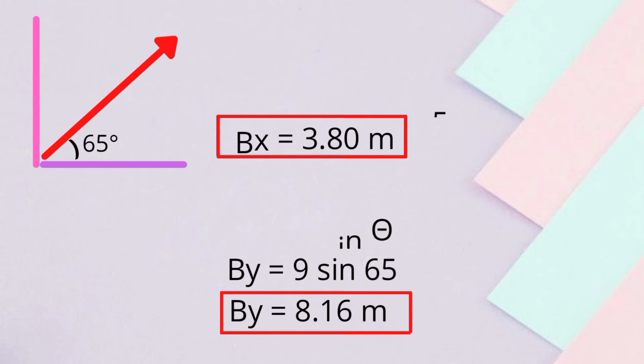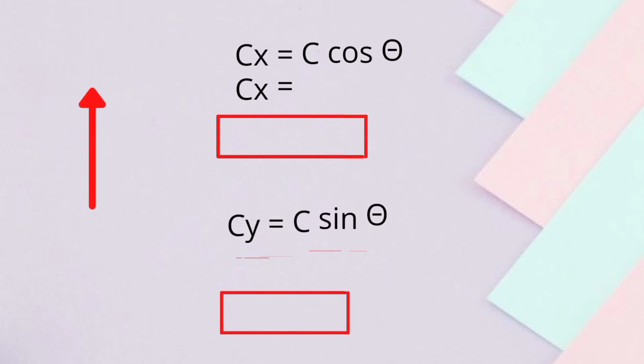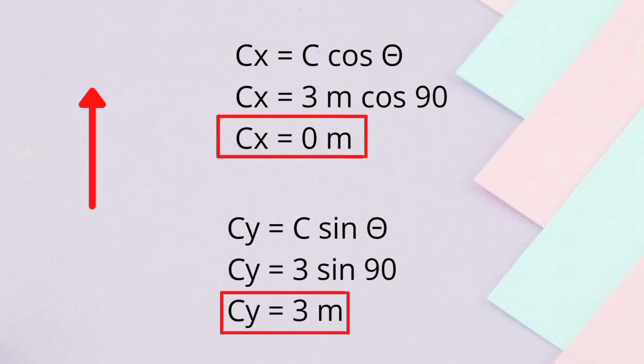For our third vector, Cx is equal to C cosine theta. We will substitute our given. That will give us an answer of 0 meters. For our y component of C, we will use the same formula, which is the C sine theta. Substitute our given, and that will give us an answer of 3 meters.